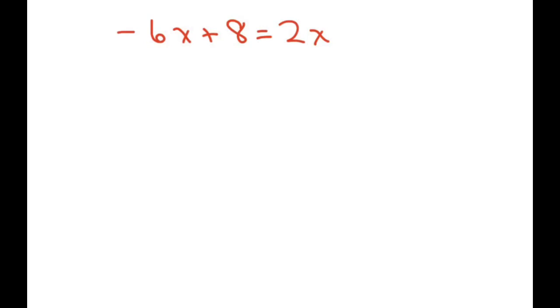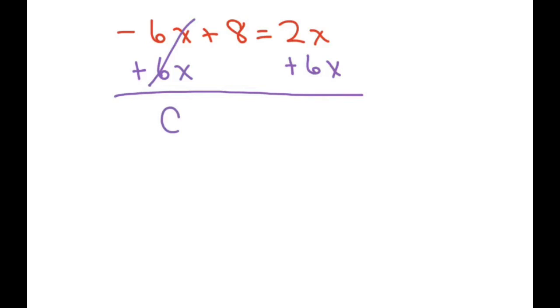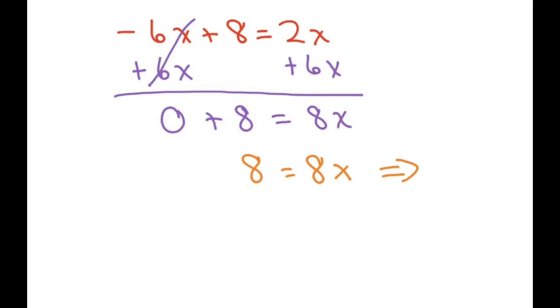So we want to isolate our x and solve for x. So basically I'm going to add 6x to both sides because we want to group like terms. And this equals 0. And basically we have 8 equals 8x. And so for here you should automatically know that x equals 1.